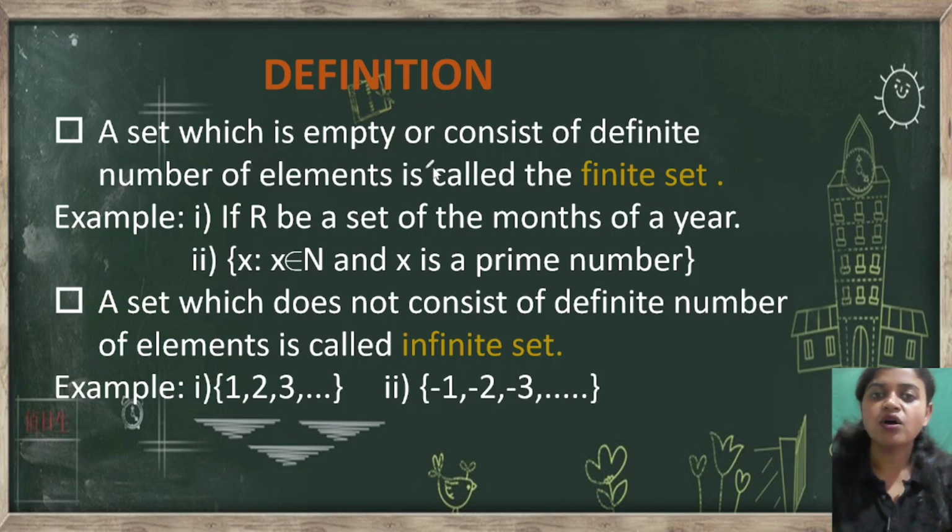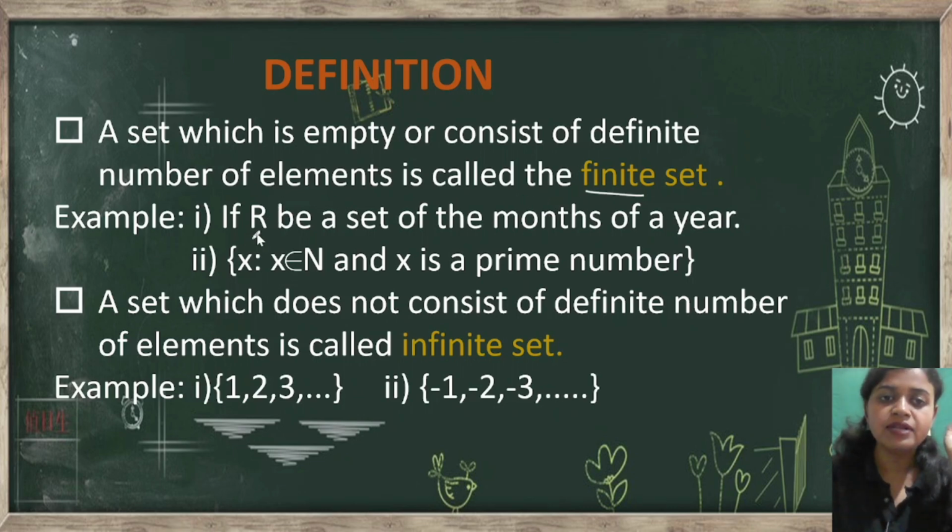So what is the definition of a finite set? A set which is empty or consists of a definite number of elements is called finite. In daily life, there is a finite number of students, a finite number of people. Finite means that it can be countable, that we can count them. So a set having a particular number of elements is called a finite set.